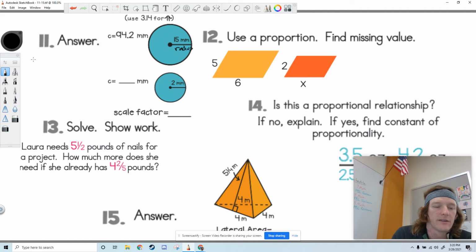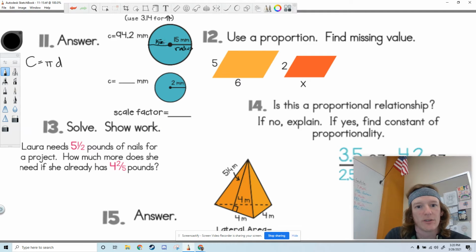So for circumference, if you don't remember, you can always Google the equation. Circumference is pi times diameter. Okay, diameter is all the way across a circle. So in this top one, we have another 15 millimeters. The diameter was 30. So we need to find the diameter of this one. We have 2, so we have another 2. So diameter is 4 millimeters.